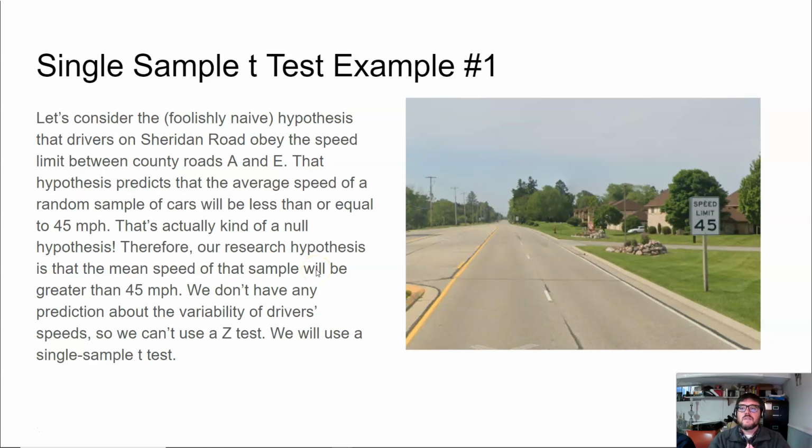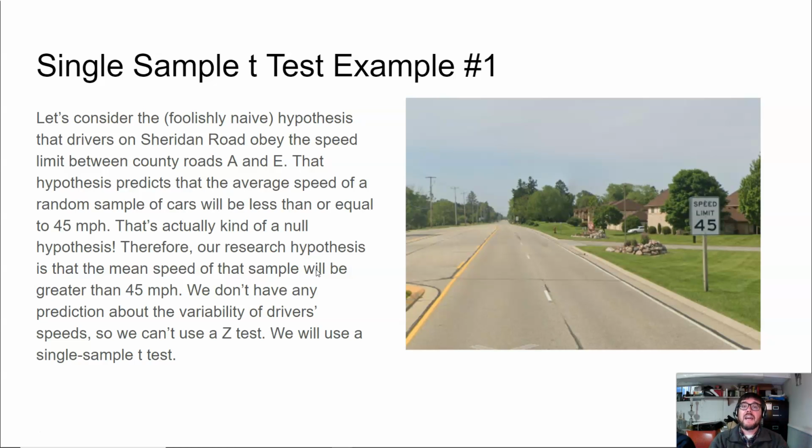So let's use drivers on Sheridan Road as our example. The speed limit is 45. So let's say we want to test the hypothesis that people follow the speed limit. This is kind of an interesting example because what we're really thinking about when we say that is: is the average speed of our sample 45 miles per hour or lower, right? And that would suggest that they are following the speed limit.